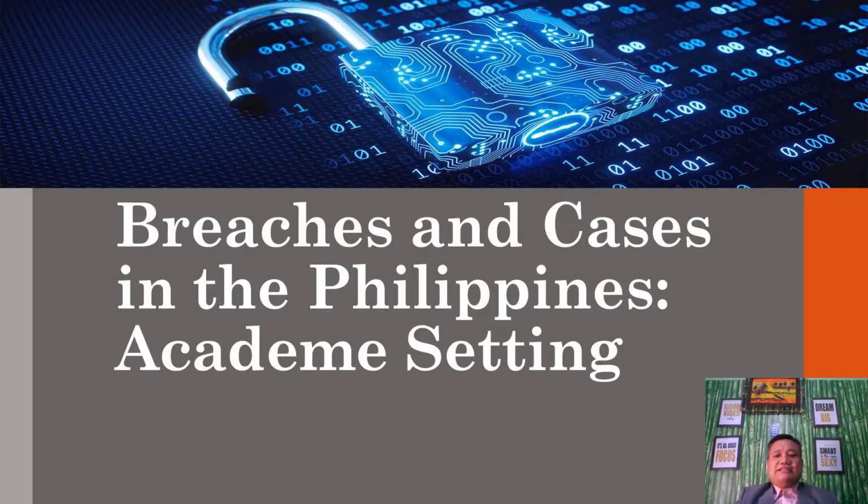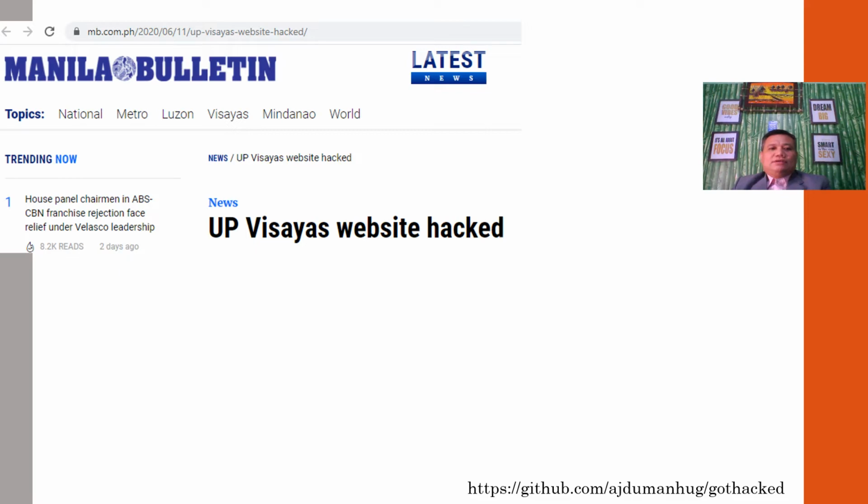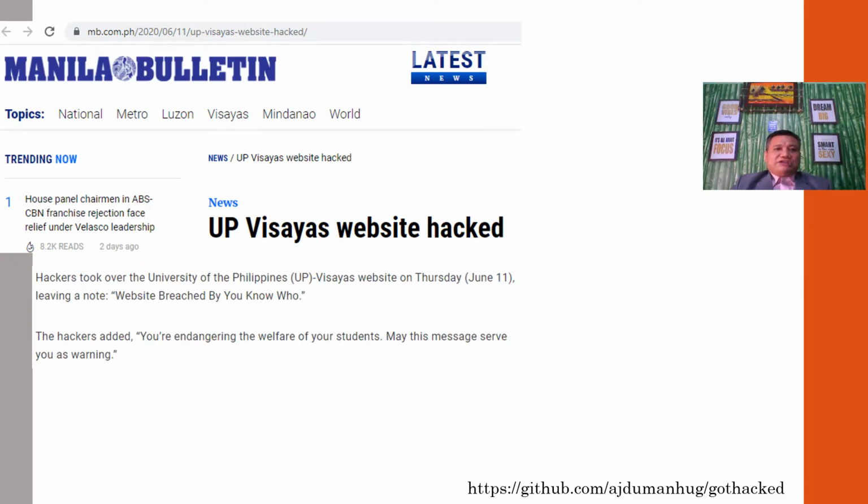So, breaches and cases in the Philippines, the academic setting. UP Visayas website hack, as written by Manila Bulletin. Hackers took over the University of the Philippines Visayas website on Thursday, June 11, 2020, leaving a note: website breached by you know who. The hackers added, you have endangered the welfare of your students. May this message serve you as a warning.